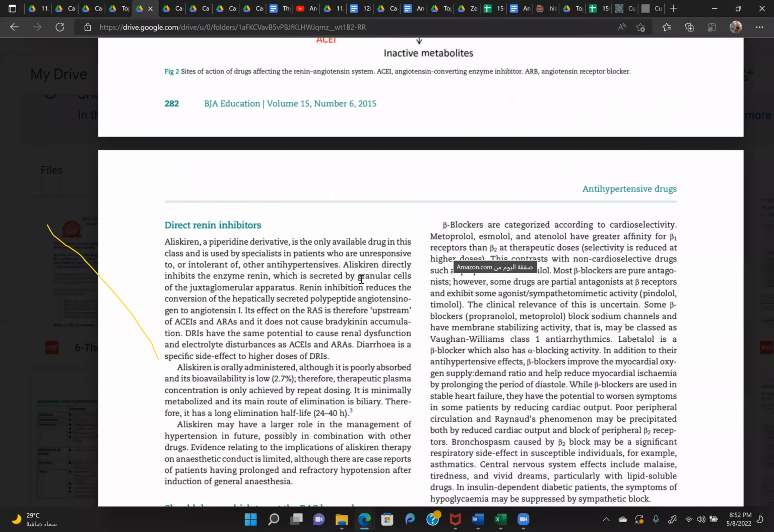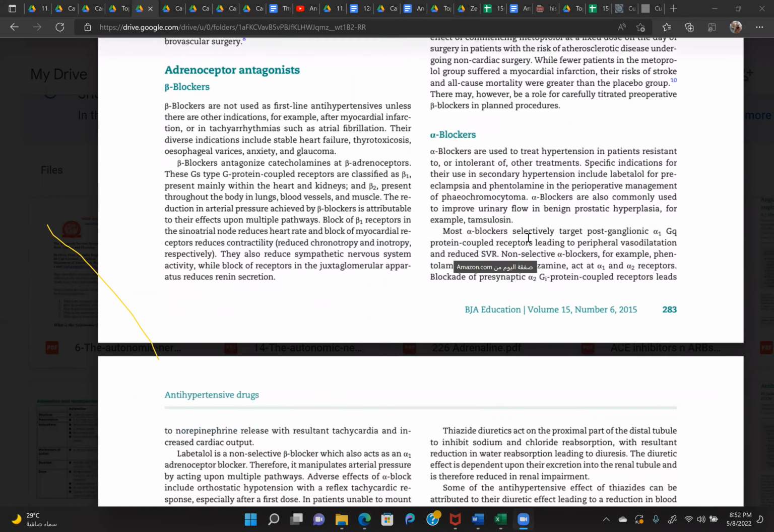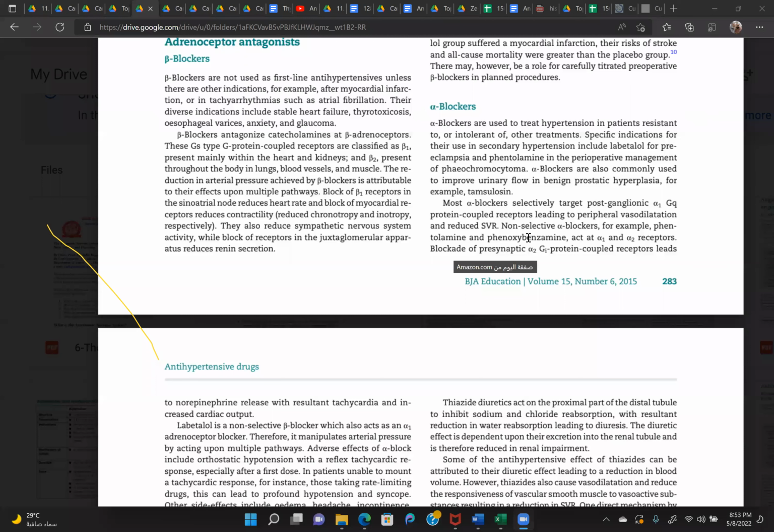Okay. So some of the other antihypertensives, like alpha blockers. What is the selling point of alpha blockers? What should you know about alpha blockers? Is their predominant effect on alpha 1 or alpha 2? There are selective and non-selective alpha blockers. The selective ones, I think, act on alpha 1. The non-selective ones act on both.